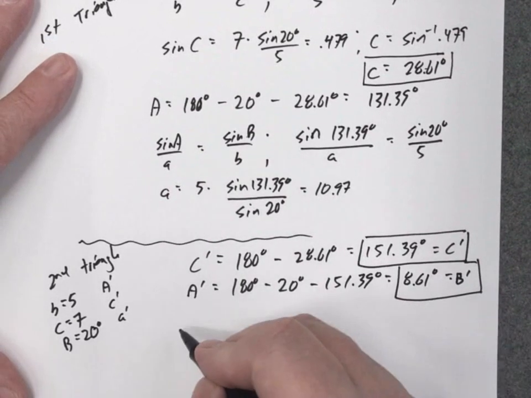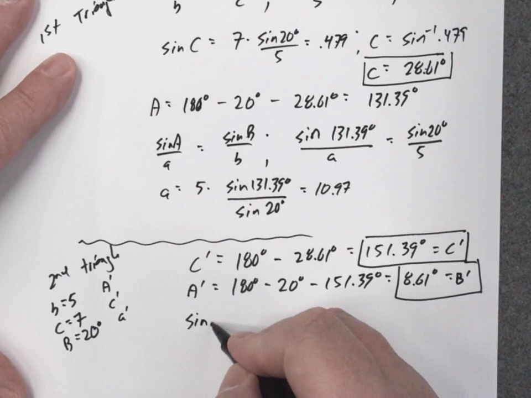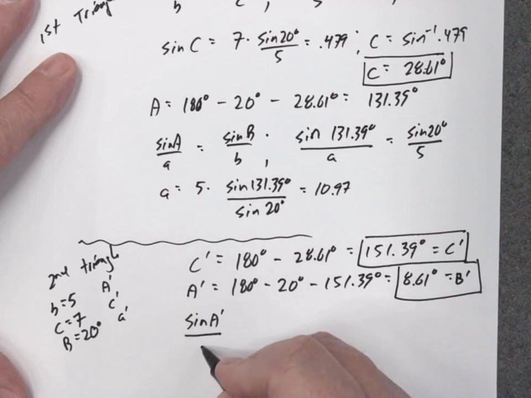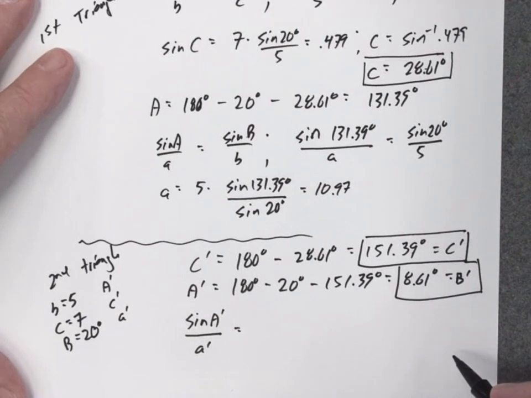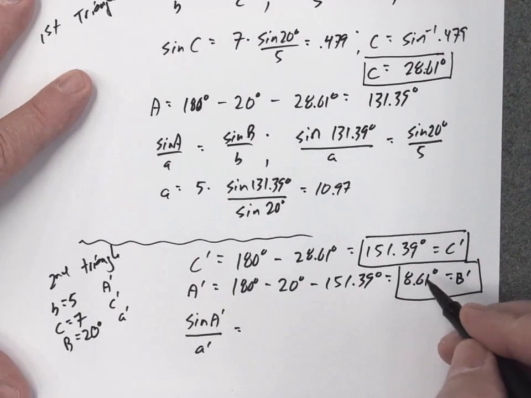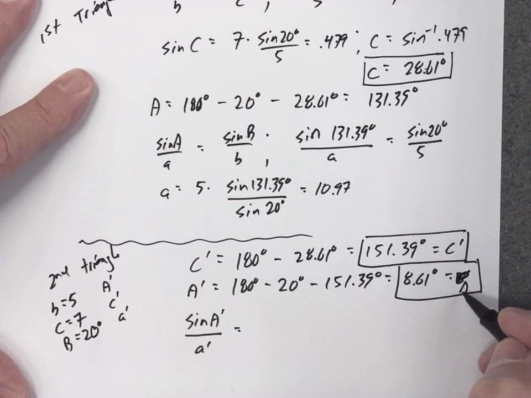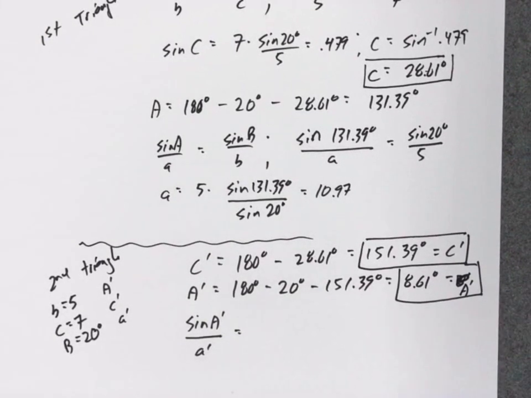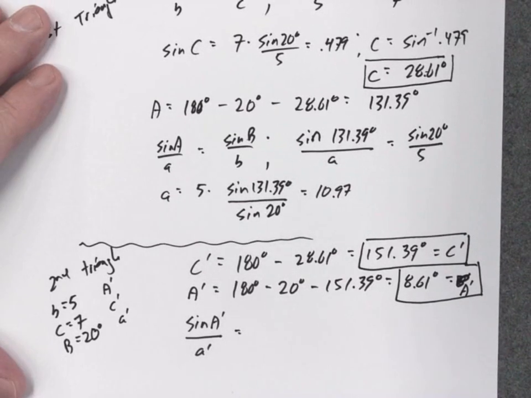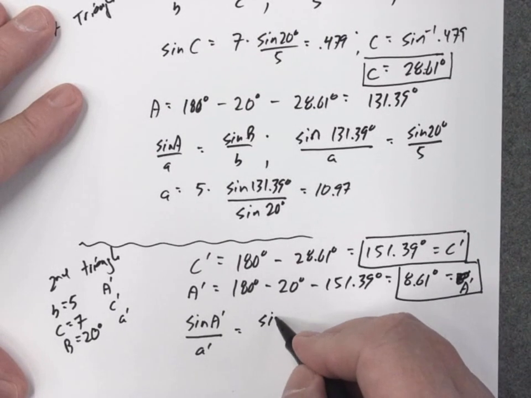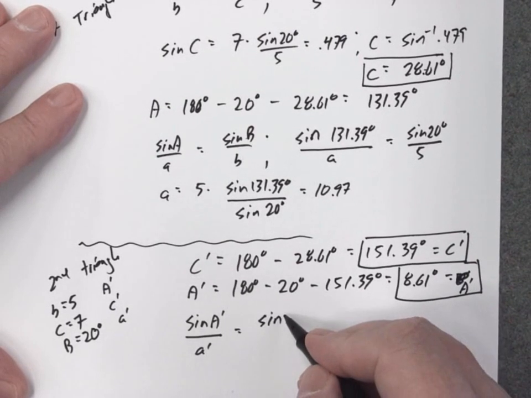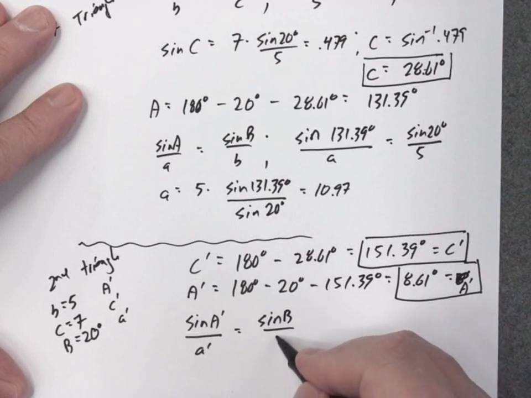So I'll just do sine of A over side A, and oh, I rewrote this. Sorry, keep doing that. This is the new side A. I'll just do sine of B over B.